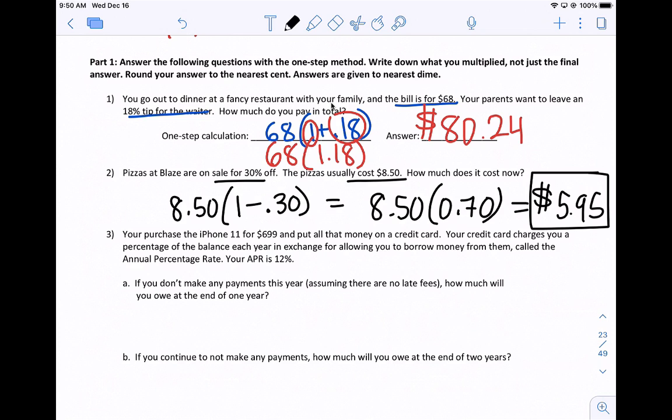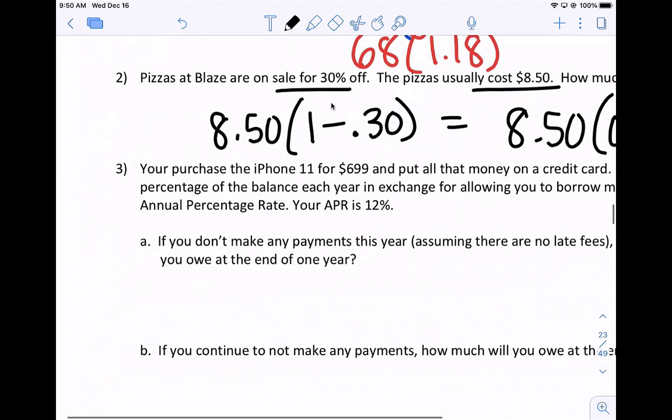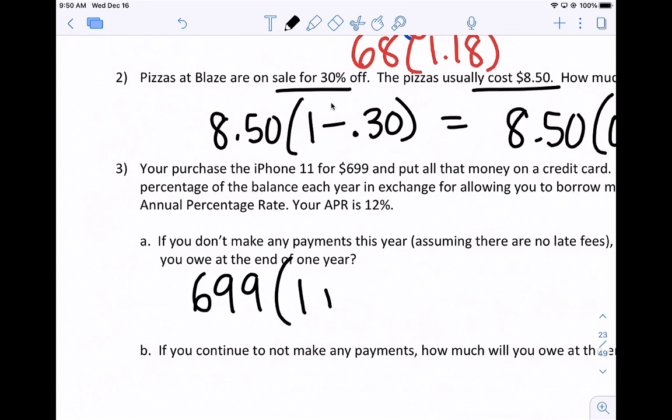So A, it says if you don't make any payments this year, assuming there's no late fees, how much will you owe total to the credit card company at the end of 1 year? So again, we owe $699. So we owe 100% of that. So there's the 1 plus the 12% interest. So this is if the credit card pays for the phone, pays the $699 for the phone, we can't pay them back. So we still owe them $699 plus the 12% interest.